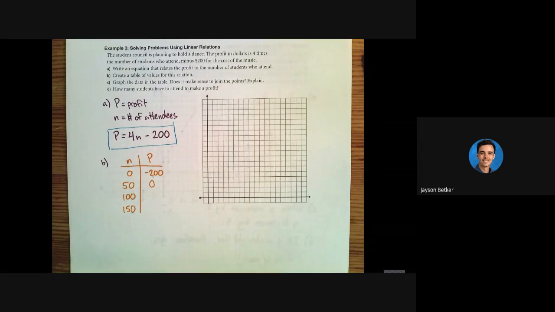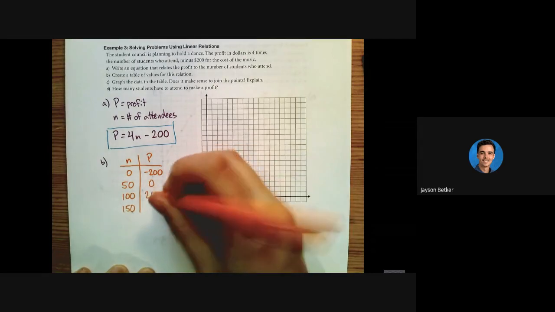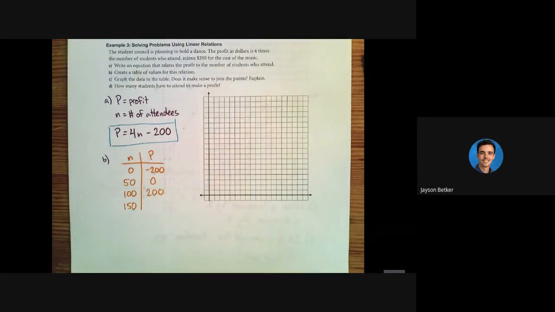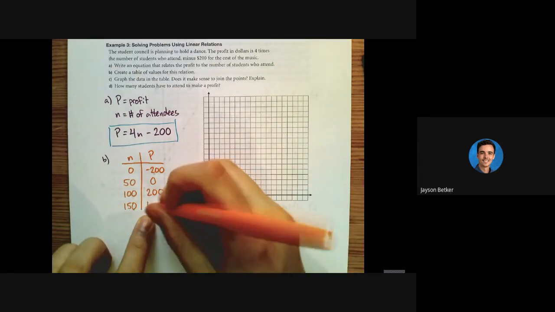If 100 show up, 4 times 100 is 400 minus 200 gives us a profit of $200, which is pretty nice. And then if we have 150 students show up, we're actually going to be making a decent amount of money then, right? I mean, obviously now we can see that as we get more students there, that makes total sense. It should be more profitable. 4 times 150 is going to give us 600, minus 200 will be 400 in profit.